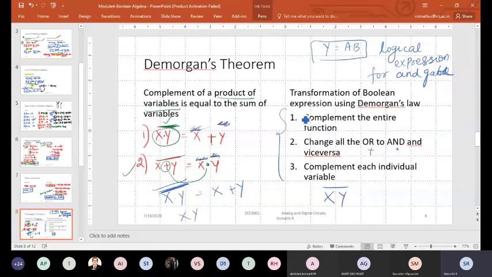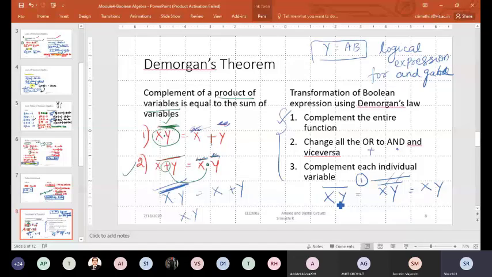This is the first given function. First step is to complement the entire function: x y bar the whole bar. This is complementing the entire function. So what will be the result? Both the bars will cancel, so you will get xy.